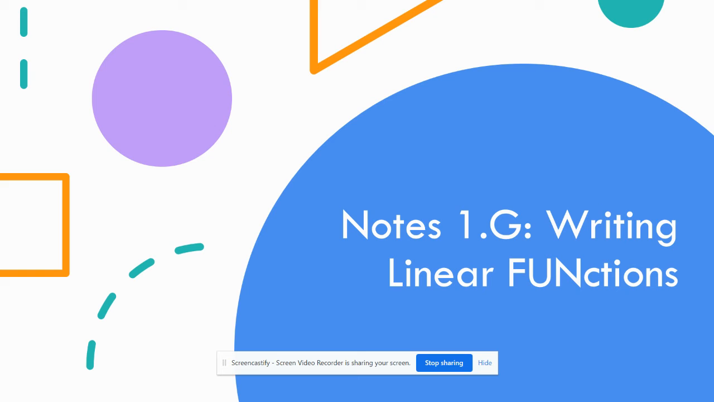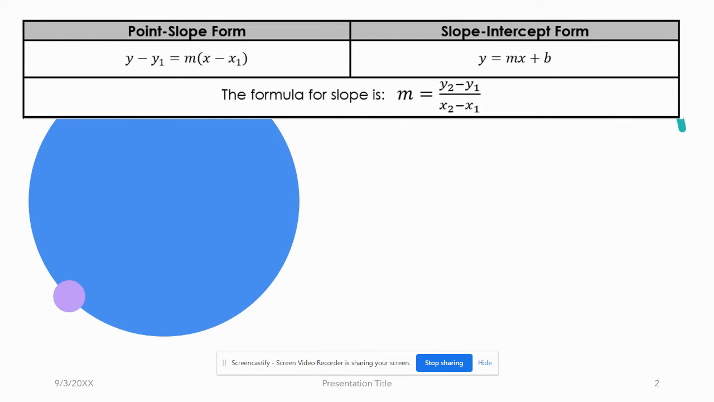Welcome back, everybody. We are continuing the second half of our first review chapter talking about writing linear functions. So a reminder that linear functions can either be in point slope form, where you are filling in the y1, the m, and the x1, or in slope intercept form, where you're filling in the m and the b.